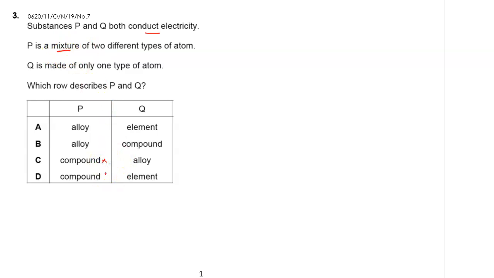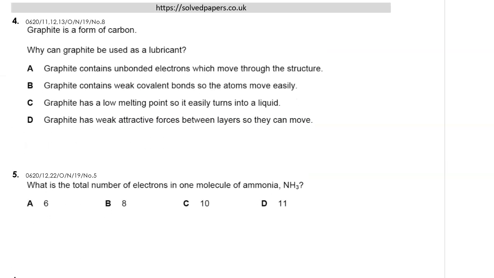So compound is not right. It can be an alloy. An alloy is a mixture of two metals, of course. And then, Q is made of one type of atom. If it's one type of atom, then it is usually referred to as an element. So the right answer here is A. Number 4.